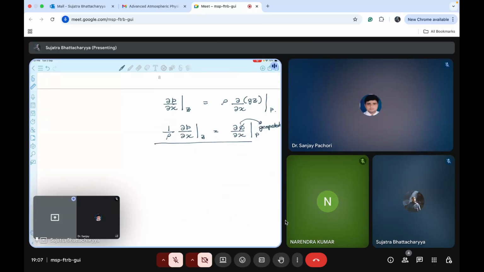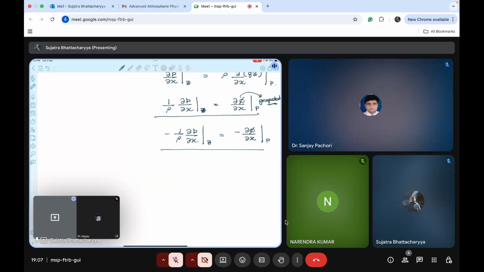So this is finally the result. What does it say? See, this is the pressure gradient force. There is a negative sign, of course, so can we put a negative sign here? Yes, we can. So the pressure gradient acceleration in the x, y, z, t coordinate can be replaced with the gradient of geopotential at constant pressure coordinate.